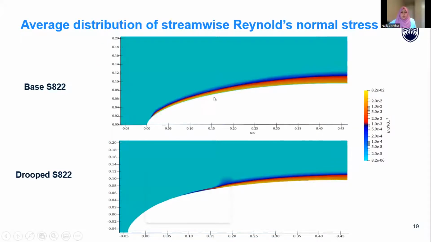The average distribution of streamwise Reynolds normal stress also depicts the location of the transition, which is onsetting near the leading edge for the base airfoil, and is delayed for the droop condition. And it's up to around 15 to 20% chord location.